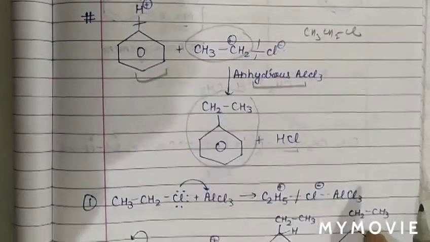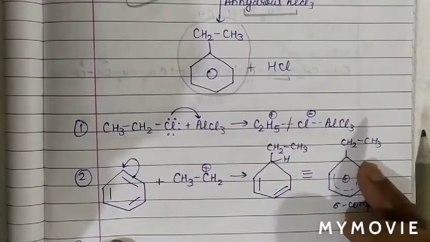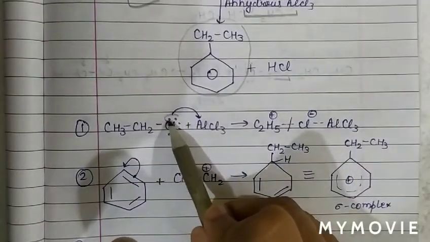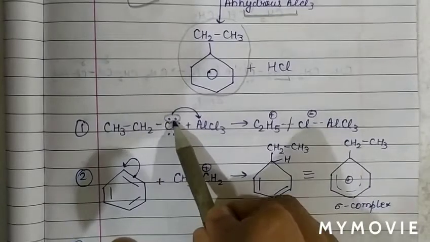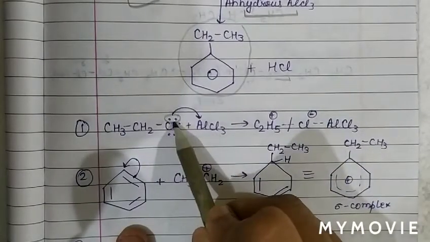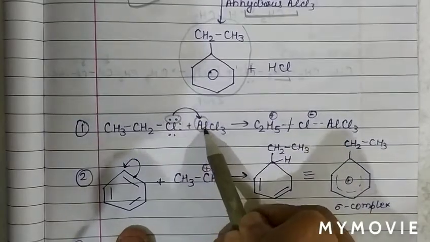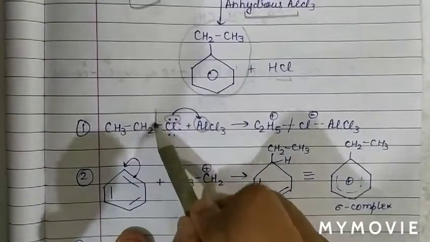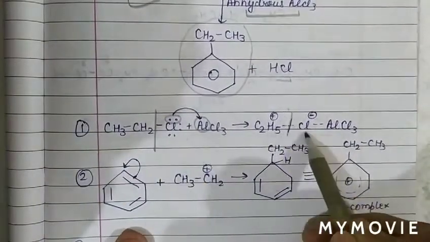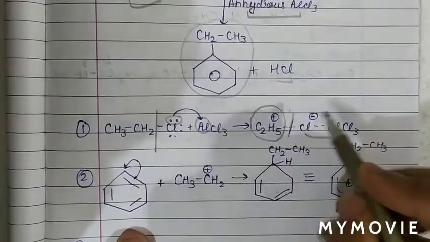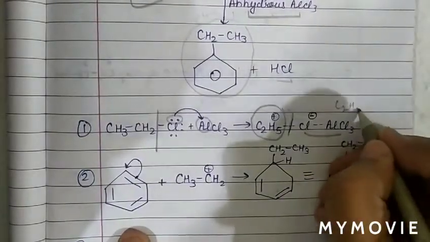The first step is generation of electrophile. Basically this chlorine atom has an extra electron pair, therefore it is electron rich. Now this Cl will attack the electron deficient aluminium, and the bond between the C2H5 and Cl breaks, and it forms AlCl4 minus. So there is generation of electrophile. The electrophile generated is C2H5 positive.